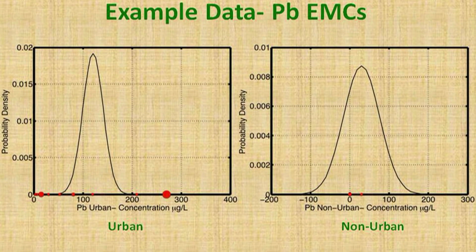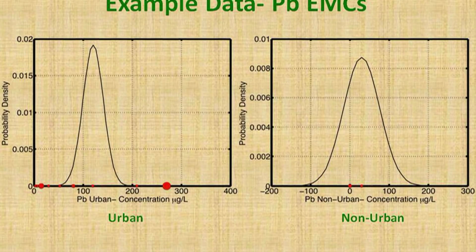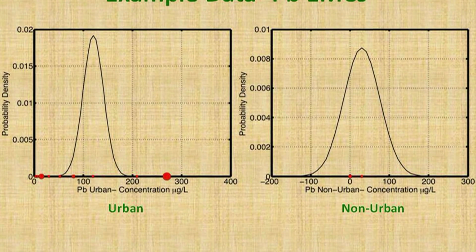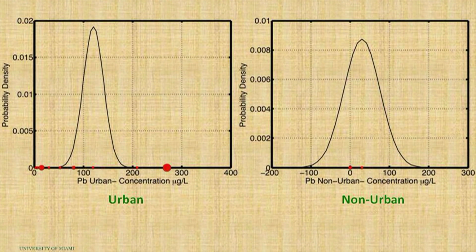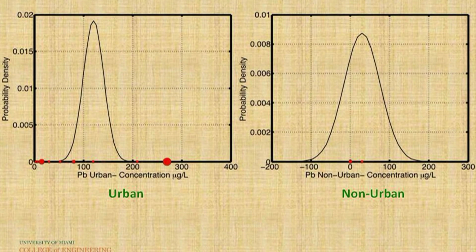Here's the graph that we have. The probability distribution we have here represents the EPA model, and then these are individual data points down here that we use to calculate the mean and standard deviations.